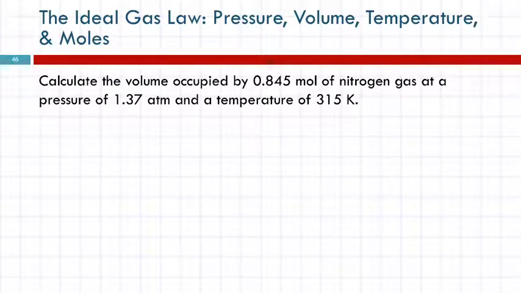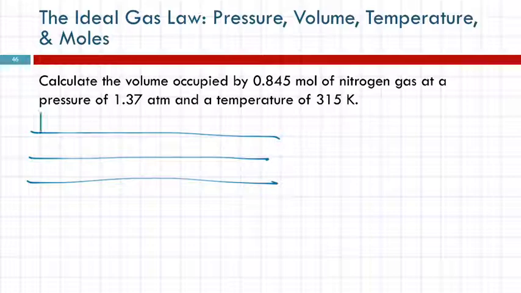Okay, let's use the ideal gas law. Calculate the volume occupied by 0.845 moles of nitrogen gas at a pressure of 1.37 atmospheres and a temperature of 315 Kelvin. So, we're just going to do what we've been doing. We're going to make a table. I love it when you can always start things the same way and have it be good. So, just going to go on our way.